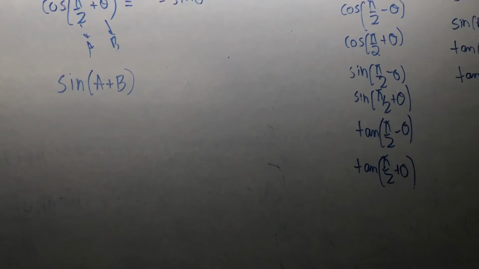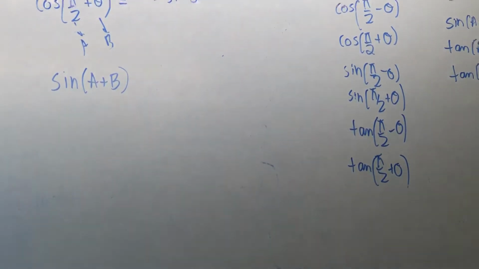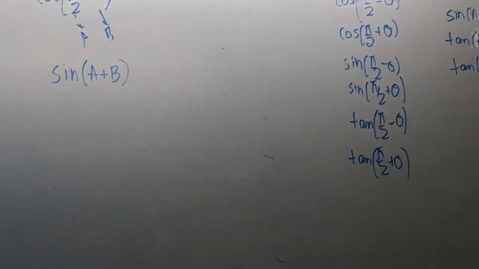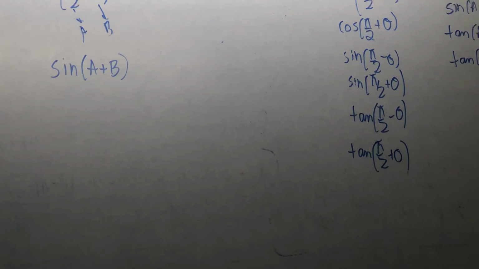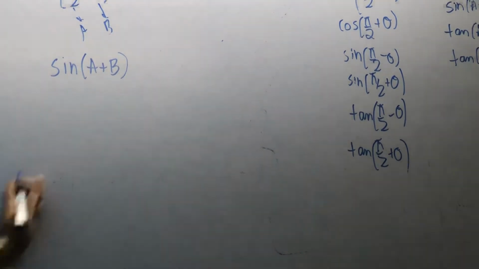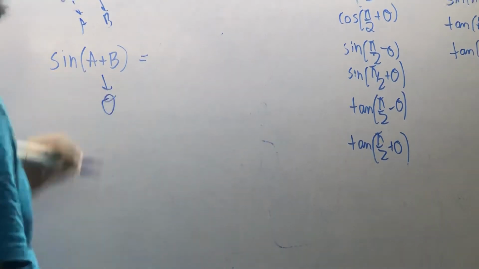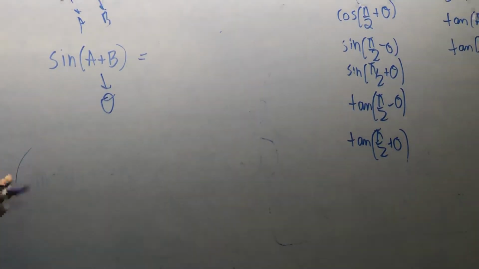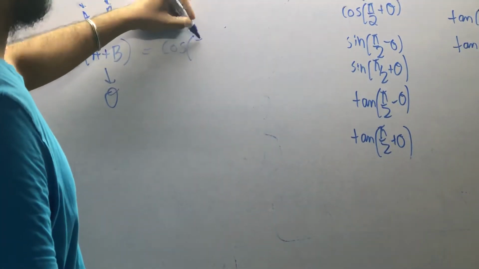We are going to find this identity. Now, how to do this one? You know the identity for cos. Cos(A plus B), you know, cos A cos B plus sin A sin B. You know this identity. So sin(A plus B), you just assume A plus B as theta for the time being. So can you write it as cos(pi by 2 minus theta)?